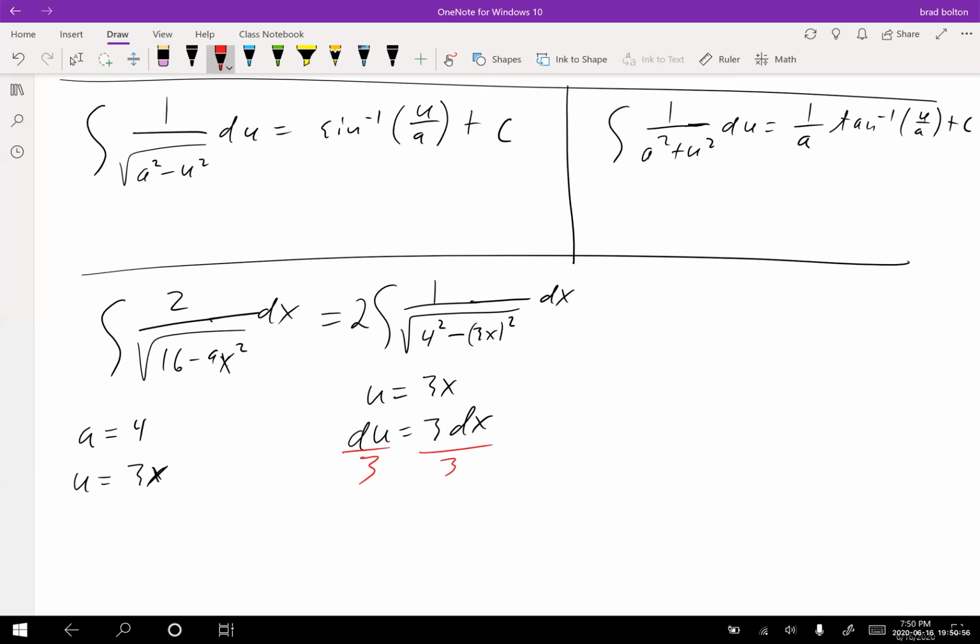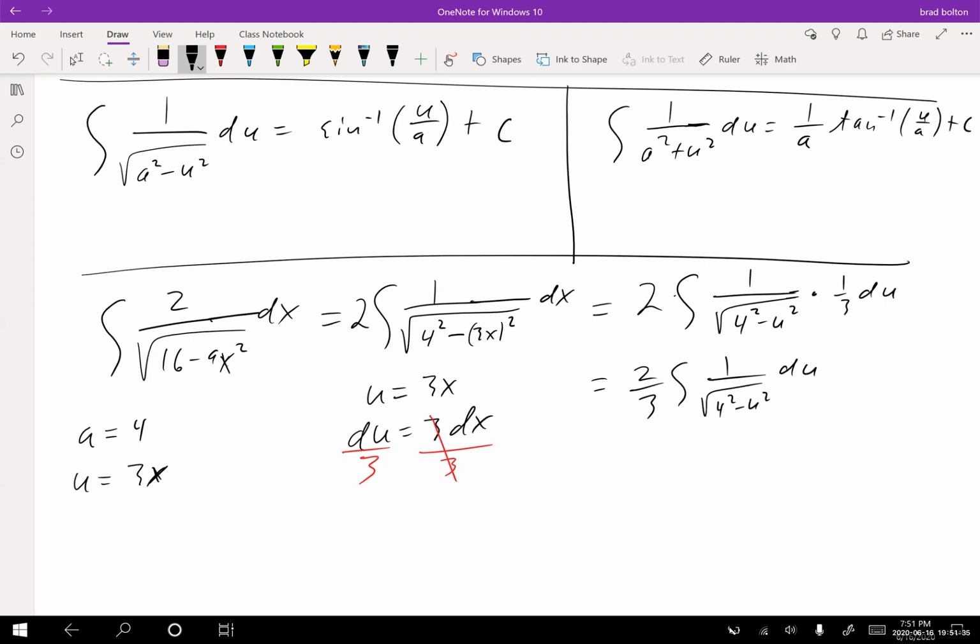So you cannot forget your u substitution with this technique because you'll always be off by a coefficient, some kind of constant that you'll forget to have divided by or multiplied by. Okay, so now when I rewrite this, this becomes 2 times the integral of 1 over the square root of 4 squared minus u squared times 1/3 du. I'm going to move the 1/3 to the front. So this will become 2/3 integral of 1 over the square root of 4 squared minus u squared du.